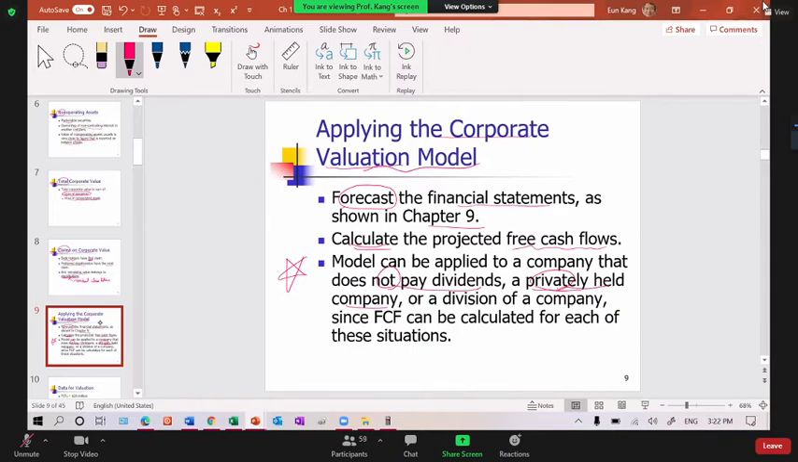For a public company, we have data and also the stock price, so we can get whether they pay dividends or all the information. So it is easy to calculate value, not easy but easier. But for privately held companies, the information is not public, and likewise for a division of a company, right? Free cash flow can be calculated for each of these situations.